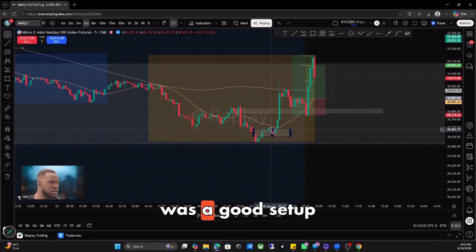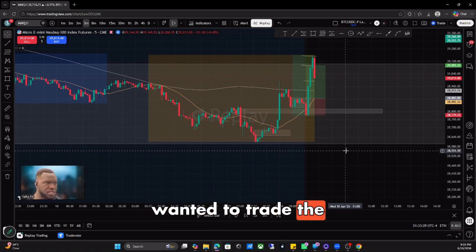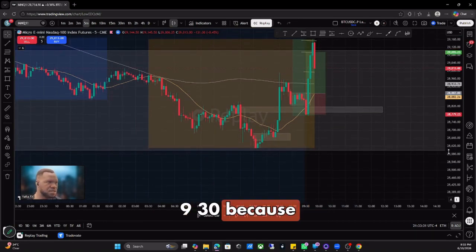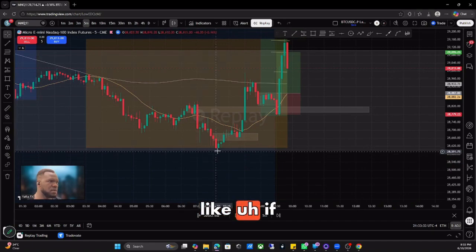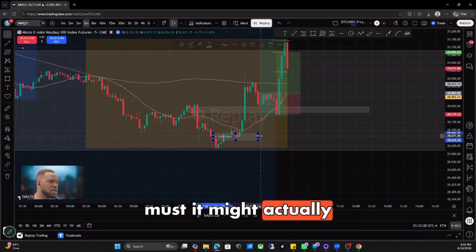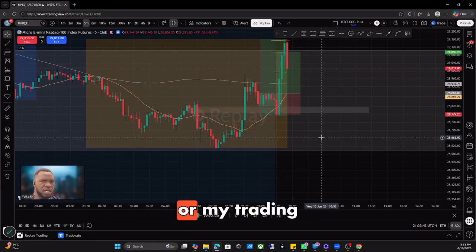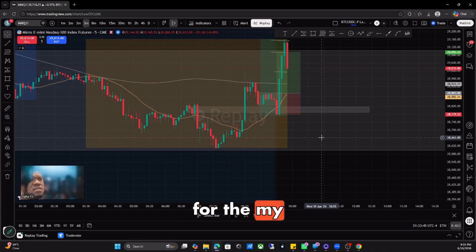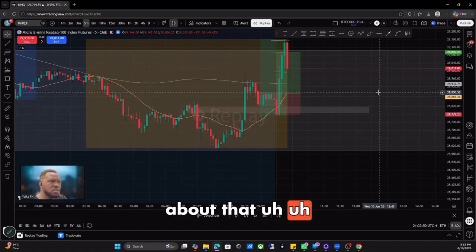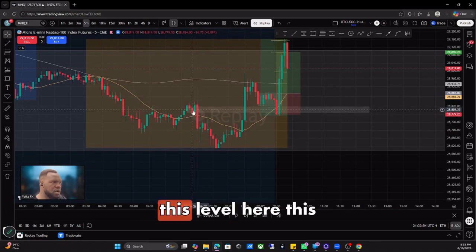Like here was a good setup, but I didn't take it because initially I was locked in. I wanted to trade the 9:30 because if I trade this session, it might interfere with my plans to trade the 9:30. Sorry about that. So I mark this level here.